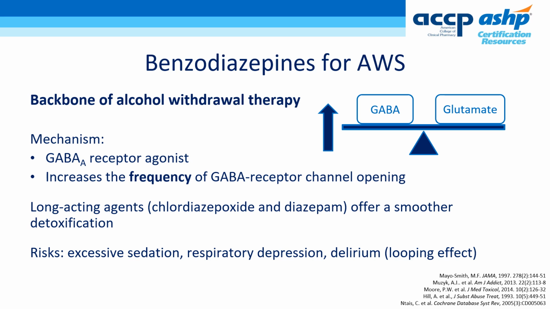Benzodiazepines are the backbone and medication of choice for most forms of alcohol withdrawal because they have the most empirical evidence of efficacy and safety in reducing signs and symptoms of withdrawal and incidence of seizures. They are agonists of the GABA-A receptor and work by increasing frequency of channel opening. Longer-acting benzodiazepines like chlordiazepoxide and diazepam are preferred as they offer a smoother detoxification. The potential side effects are sedation, respiratory depression, and delirium.